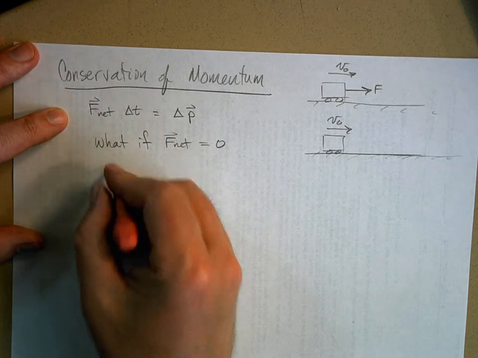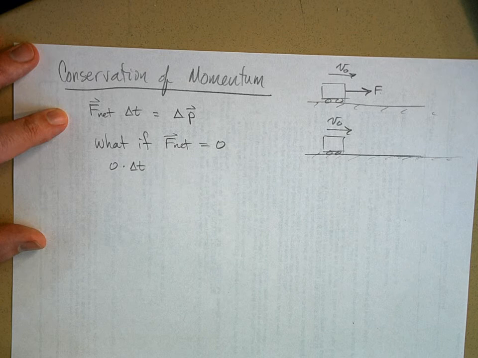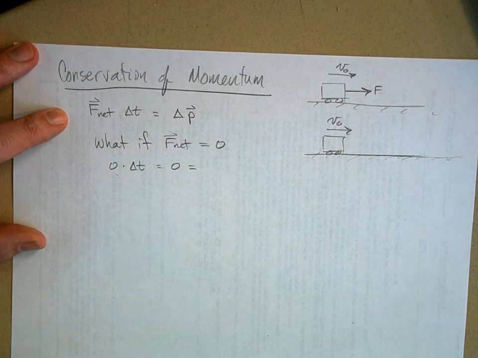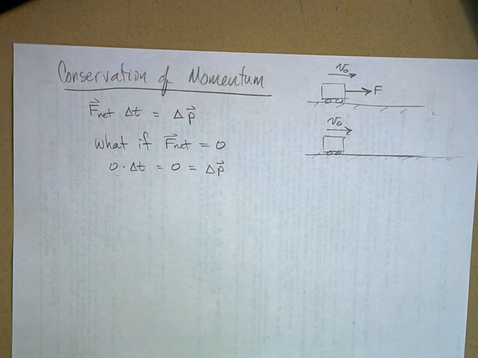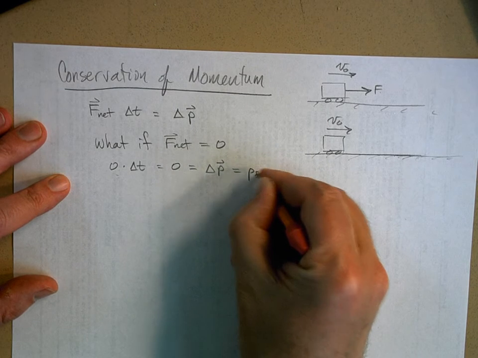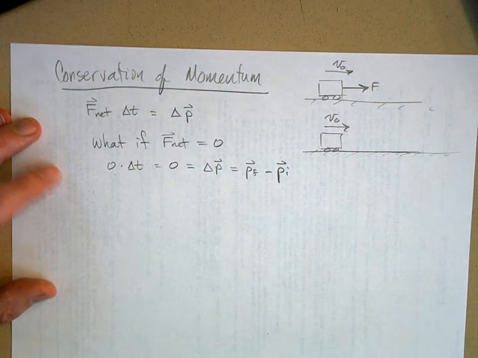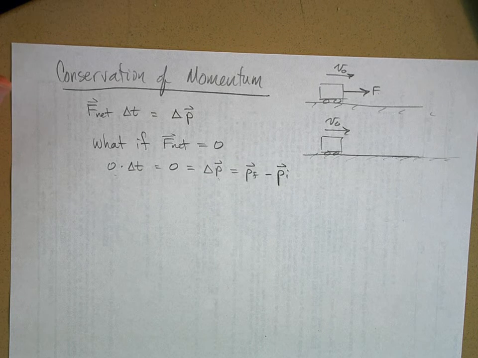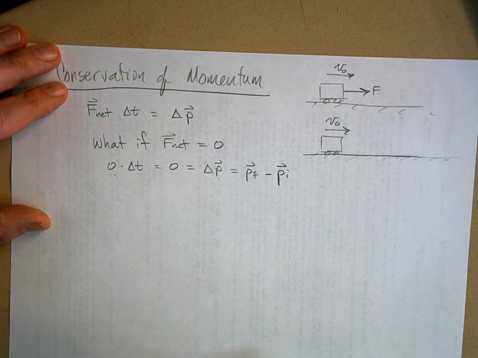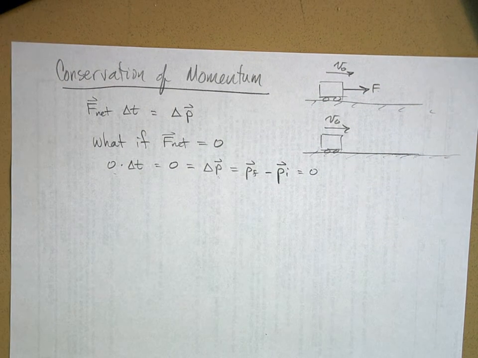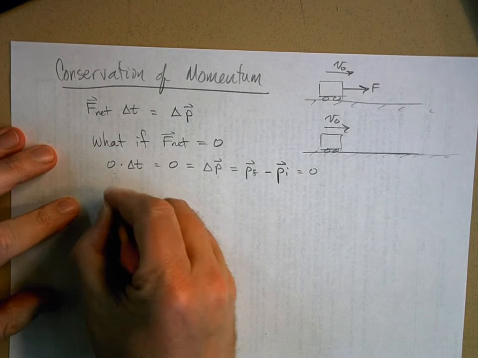Well, what is 0 times delta t? Equals 0. But that is my impulse. I have 0 impulse, which means I have no change in momentum. Well, what is delta p? It's the final momentum of my object minus the initial momentum of my object, right? Anytime you have a delta, it's a final minus an initial of whatever that quantity is. Which means that P final minus P initial equals 0. So what does that tell you about P final and P initial? They are equal. P final equals P initial.